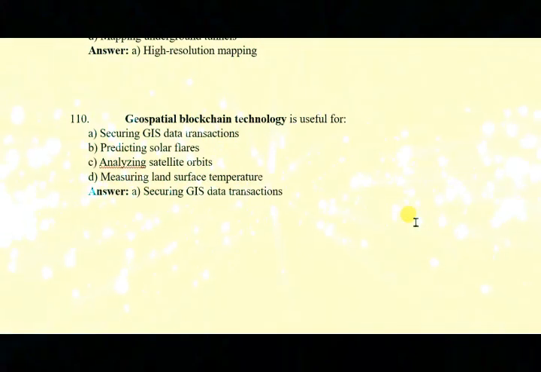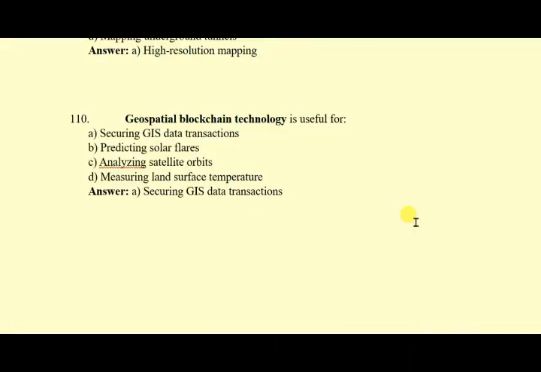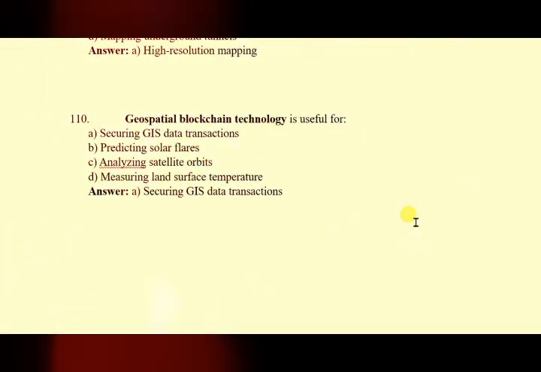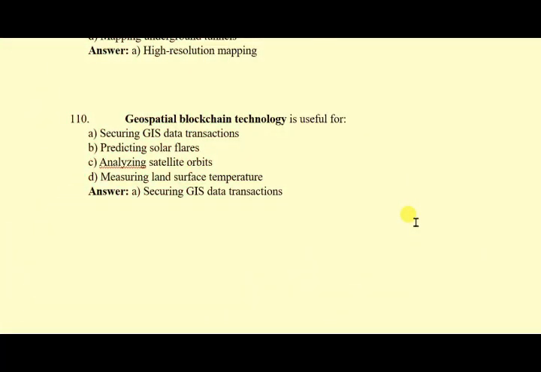110. Geospatial blockchain technology is used for securing GIS data transactions, predicting solar flares, analyzing satellite orbits, measuring land surface temperature. The right answer is securing GIS data transactions.